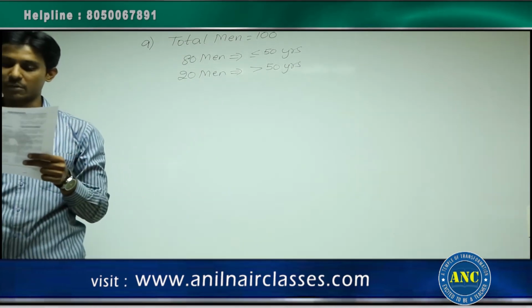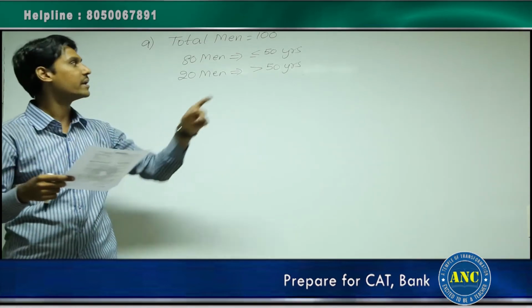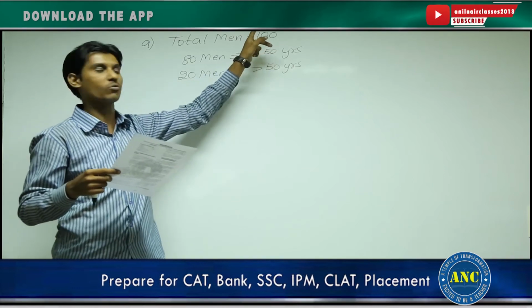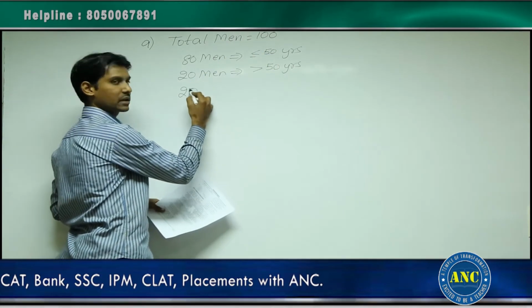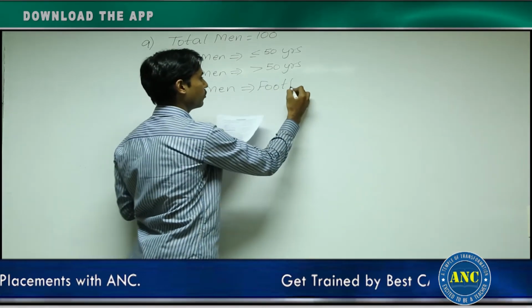Now, next read the second statement. 20% of all men play football. All men is nothing but 100 men. 20% of 100 men play football. That means what is 20% of 100? 20. 20 men will play football. Clear with this? These 20 people will play football.